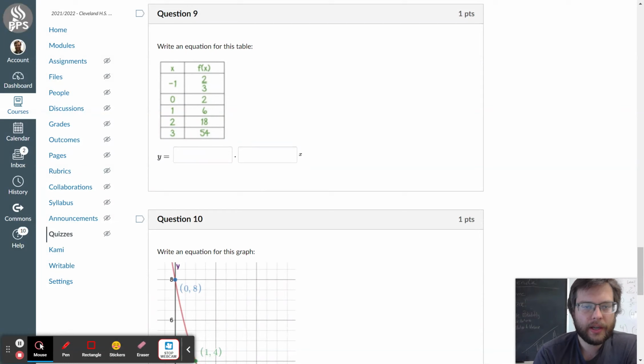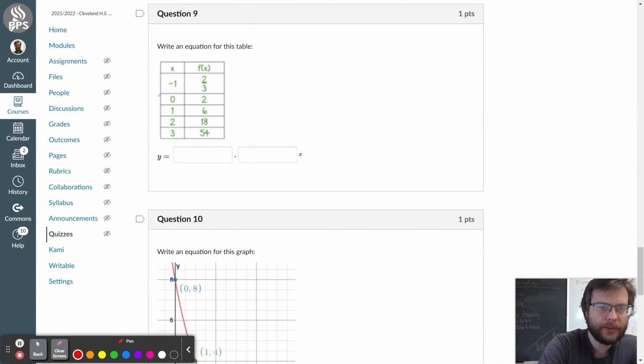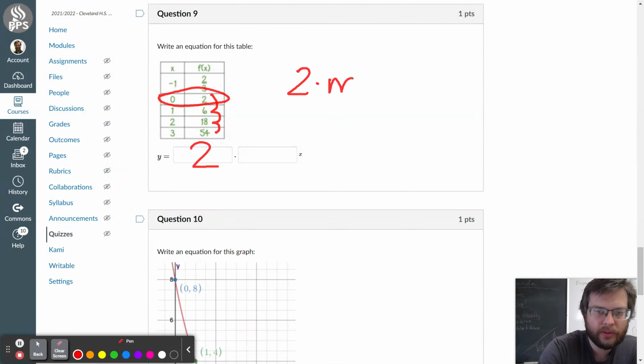All right, looking at question 9. Again, I'm looking for the y-intercept, so that is where x is equal to 0. So I'm looking at 2. And then what is the multiplier? Many of you are able to just see what the multiplier is. But again, if you can't, you're thinking 2 times what makes 6? Well, m would equal 6 divided by 2, which is 3.